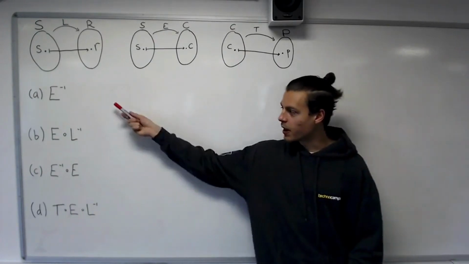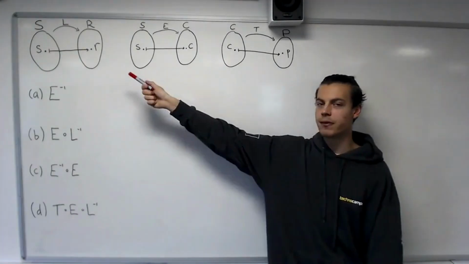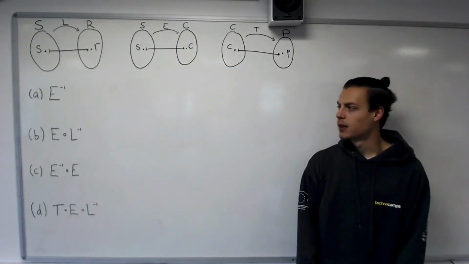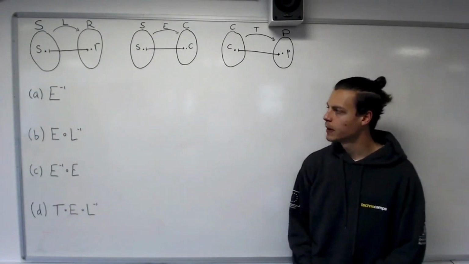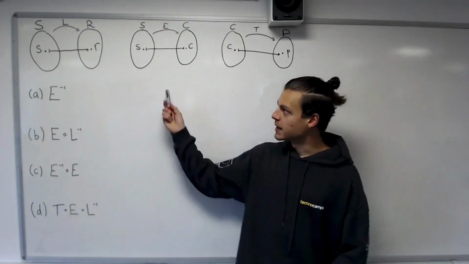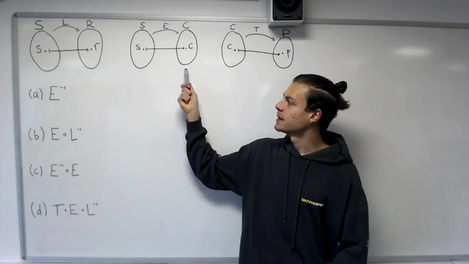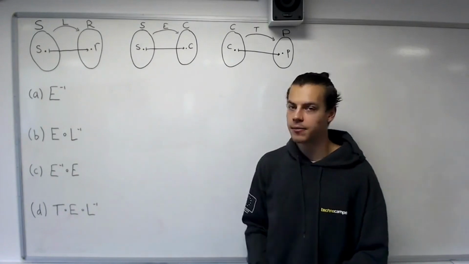Now we want to describe these four relations, which are defined in terms of the three relations L, E, and T. So let's first look at E inverse. The first thing to note is that E maps the set S to the set C, so that E inverse maps C to S.